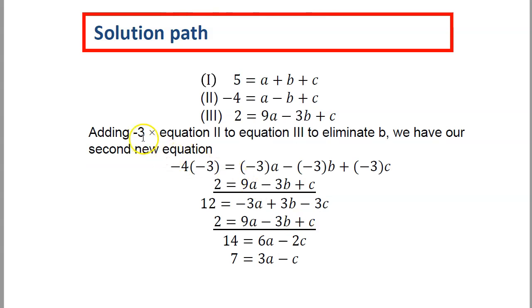Then adding negative 3 times equation 2 to equation 3 will help us eliminate B. Notice in both cases we're eliminating B. And how did we come up with that? Equation 3 has negative B, and equation 2 has just B. So when we multiply equation 2 by negative 3, we get 12, and then here we get a positive 3b. So the 3b and the negative 3b will cancel. Then we add it all up and simplify, and we get 7 equals 3a minus c. That's our second new equation.